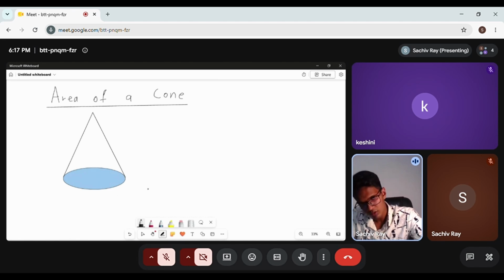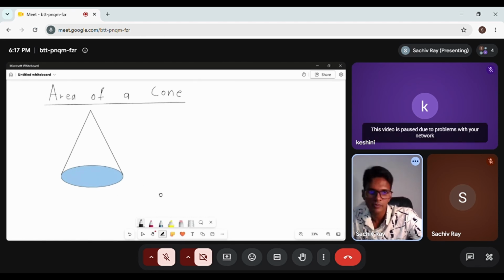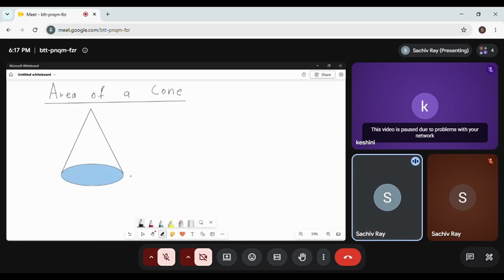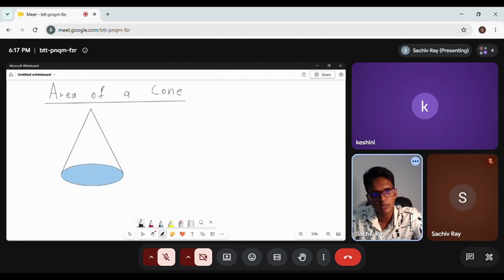Right. There you have it. A cone. So a cone is also just like a pyramid. The only thing is the bottom is a circle. That's it. So we can just draw another right angle triangle over there.